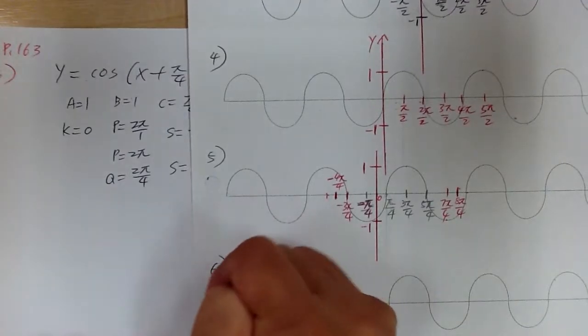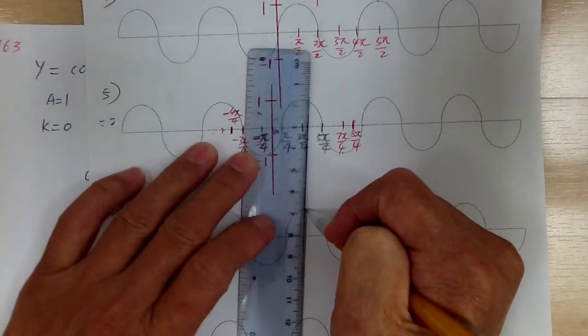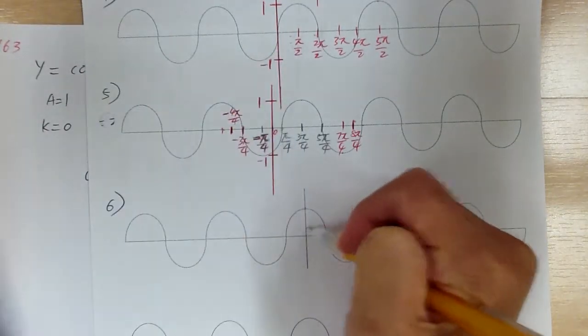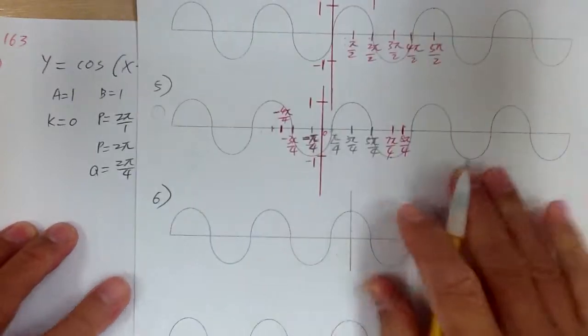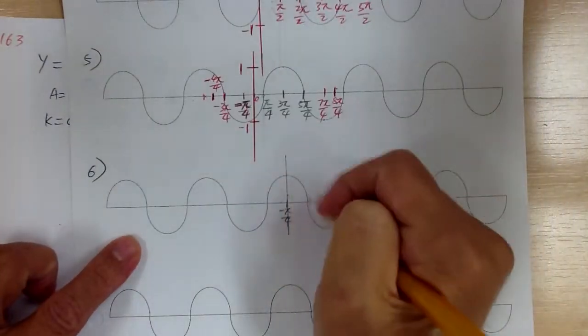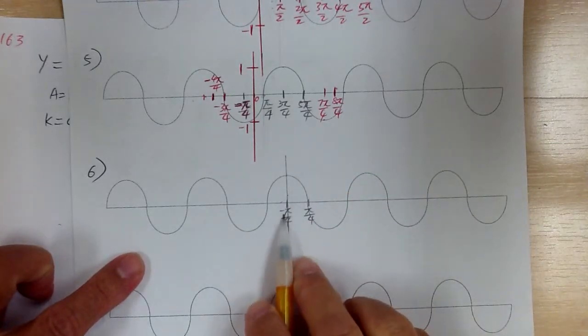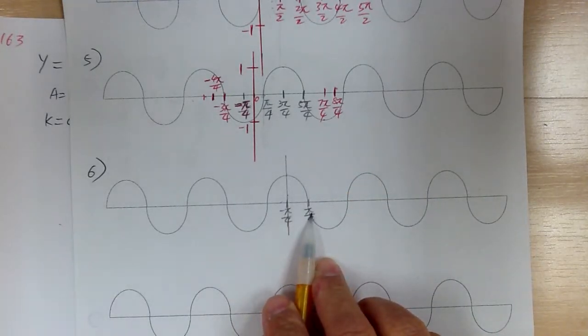So for number 6, this is a cosine function. A cosine function normally starts right over here, right, that's where you start. And so that would be the value of the shift, so it's negative pi over 4. And your q is 2 pi over 4, so you add 2 pi over 4. So this would be pi over 4. Again, negative pi plus 2 pi gives you positive 1 pi.